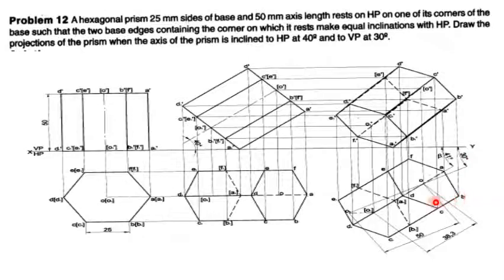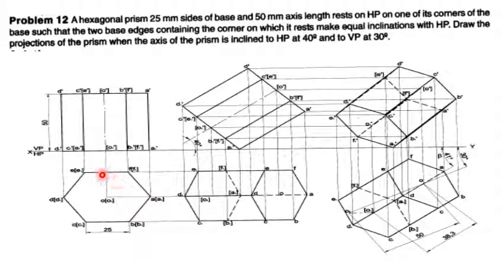The inclination with respect to VP you can see in the top view. Since the axis is inclined to both the planes, it has an apparent inclination in the top view. So that is 41 degree. Here we use the notation beta. So let's see how to construct manually.